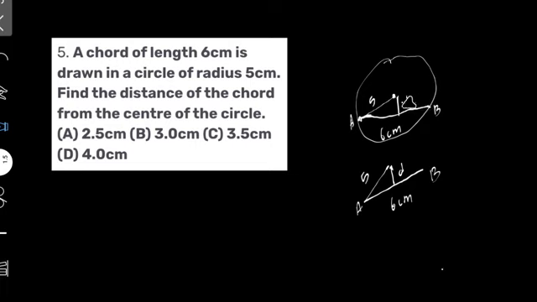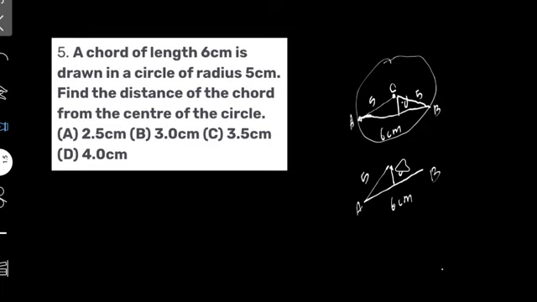If we draw another radius here, from this part to this part, it is also a radius. So this gives us a full triangle. Let me put C here, giving triangle ABC. This is also 5 centimeters, because a line from the center of the circle to any part of the circumference is a radius.